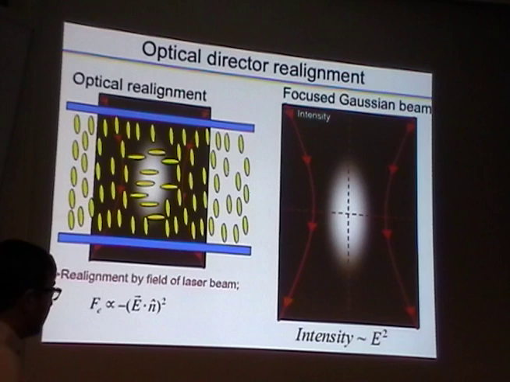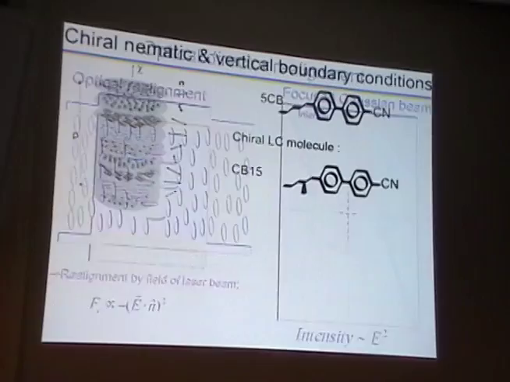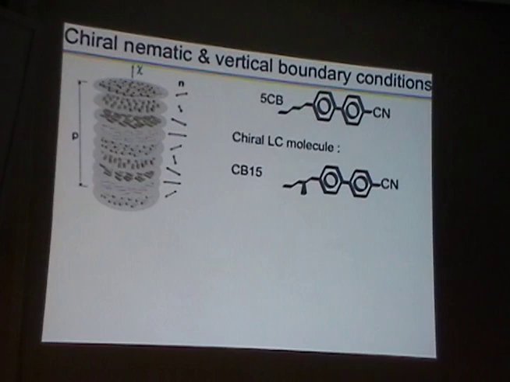So now, however, if you would turn off the laser beam at some point in here, we would see the director realigning back to the uniform structure, right? Because we can imagine that such director field distortions would cause some elastic energy, and to minimize this elastic energy, liquid crystal would go back to uniform state.